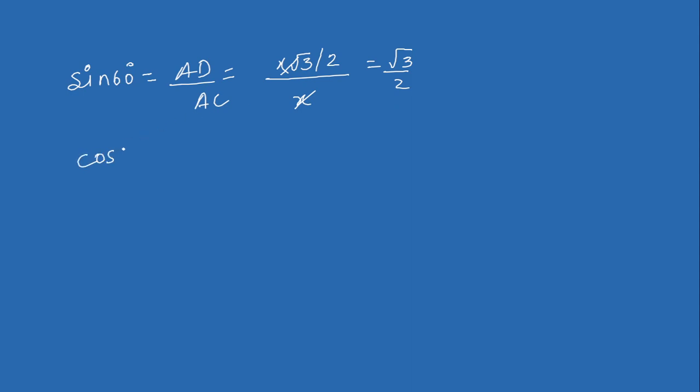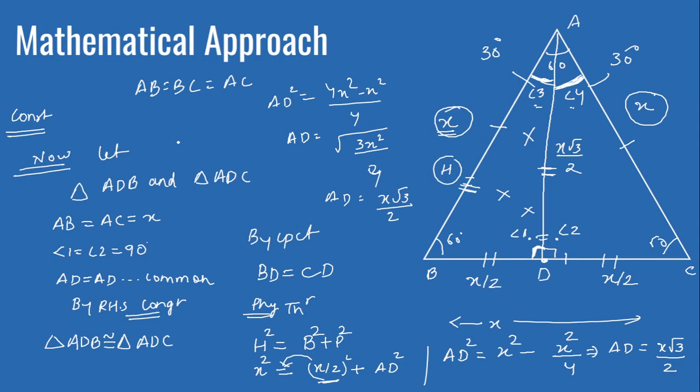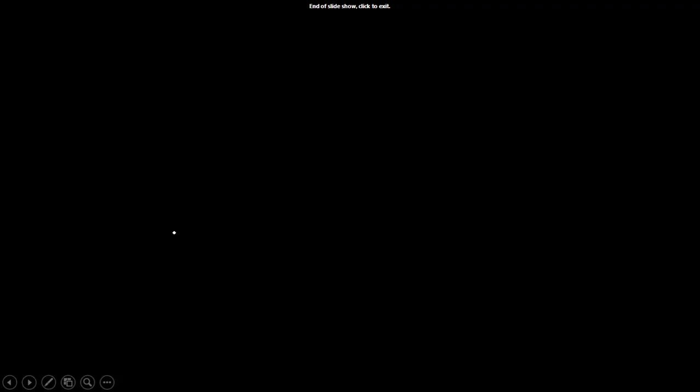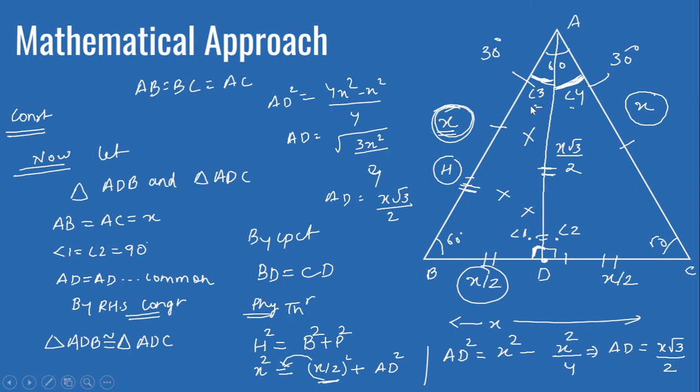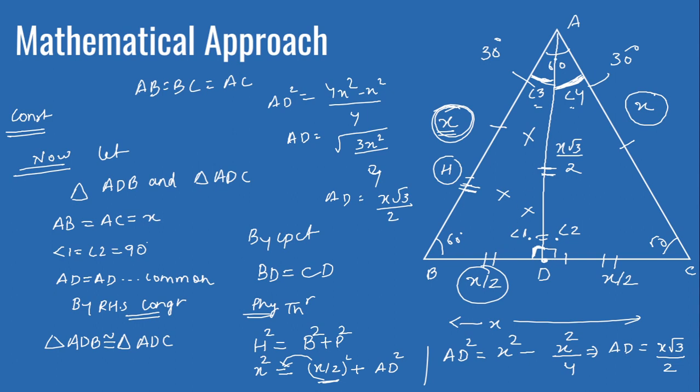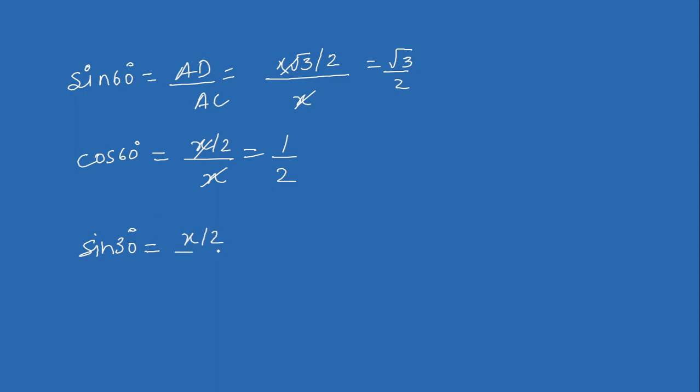Similarly, we can find the value of cos 60. Now the value of cos 60 is again base upon hypotenuse. Now base we can take x by 2, and hypotenuse we can take simply x. So x by 2 divided by x, here x and x will be cancelled, the answer will be half. Also we can find the value of sine 30. With respect to this angle, the sine 30 will be perpendicular upon hypotenuse. For this angle, the perpendicular will be x by 2 and the hypotenuse will be x. So x by 2 divided by x, here x and x cancel, the value of sine 30 is half.